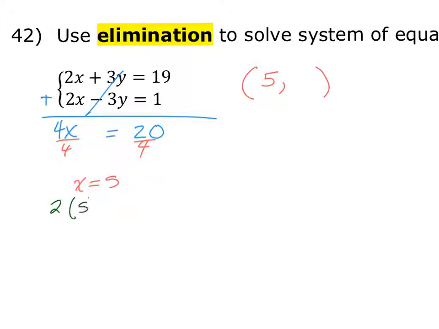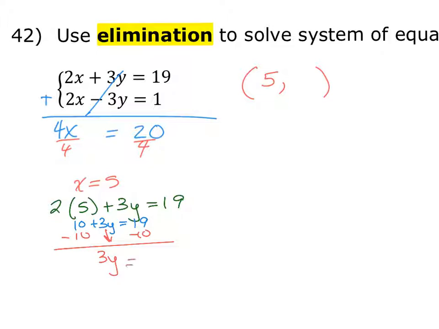2 times x plus 3y equals 19. 10 plus 3y is equal to 19. Subtract 10 on both sides. You get 3y is equal to 9. Divide by 3. Y is equal to 3. So my point is 5 comma 3.